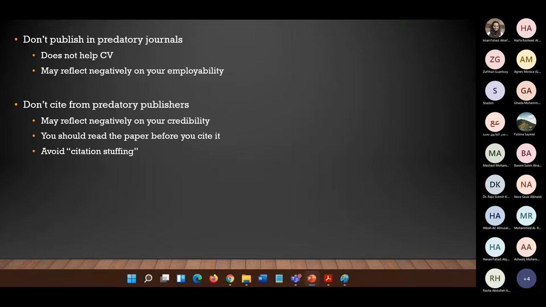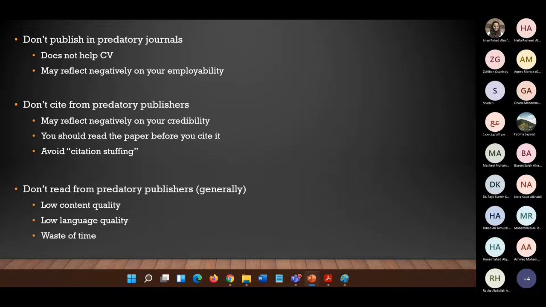Reviewers will say, why are you citing these questionable journals? I would even say, don't waste your time reading from predatory publishers, because the quality of the content is low, the language is low, especially if English is not your first language. The low quality style they use may influence your own style. So it's better to focus reading on reputable journals.